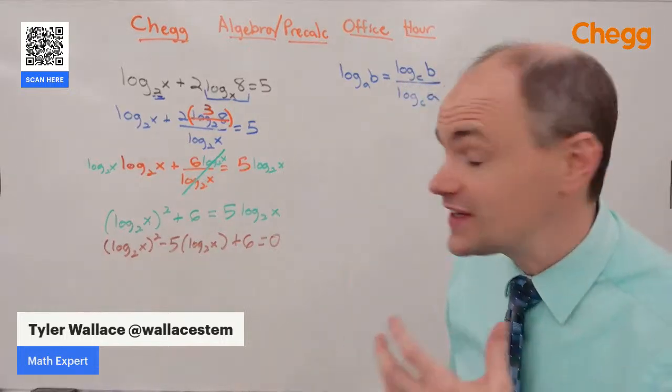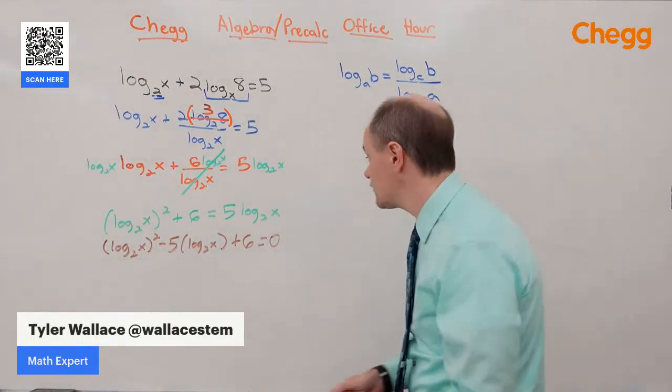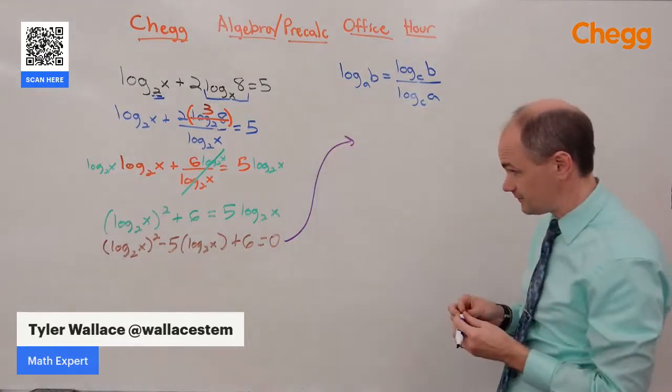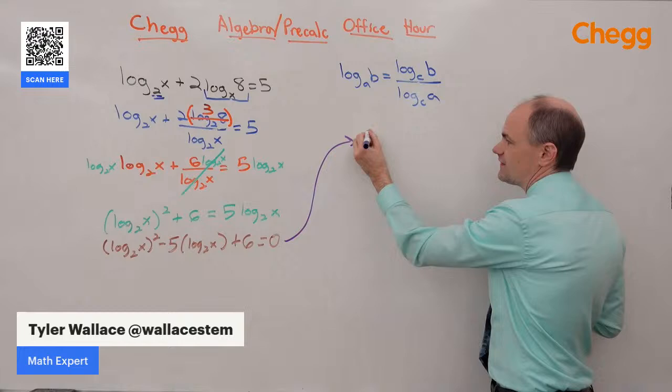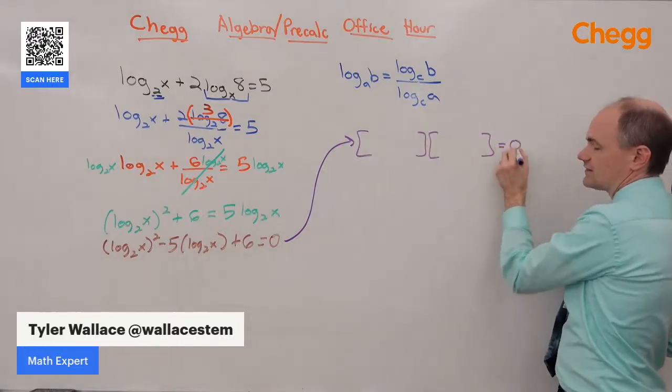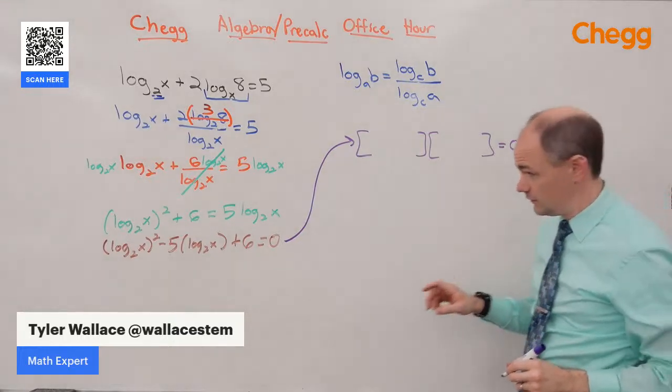Because if it equals 0, we can factor it and set each factor to 0. I'm running out of space here, so I'm going to come over here. We're going to factor this to something equal to 0.